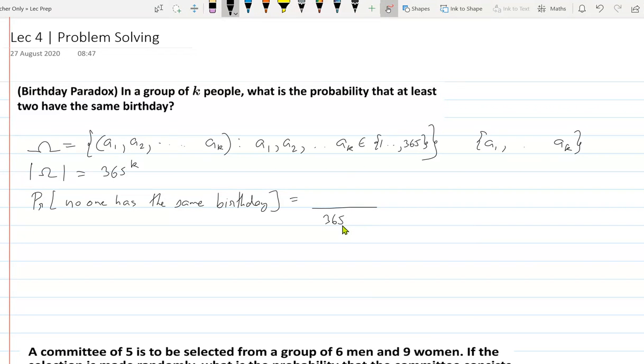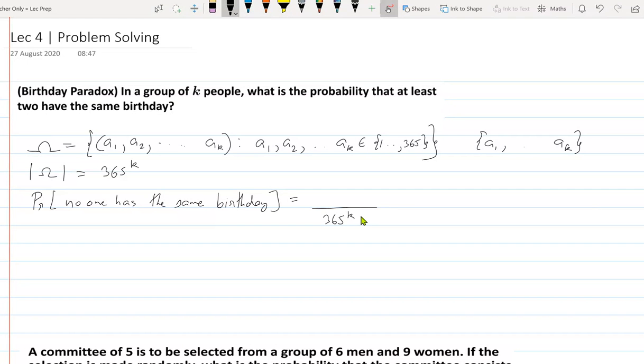So for this denominator I have to just write 365, is it? No, sir. 365 into 364. I had to write 364 here. Should I write that in the denominator or the numerator? So denominator. Does everybody agree? No, sir. Denominator will be 365 to the power k. The denominator is the total number of possibilities. Yes, this is 365 raised to k.